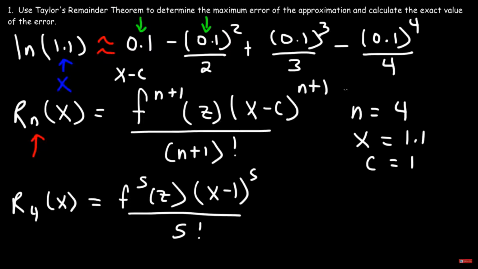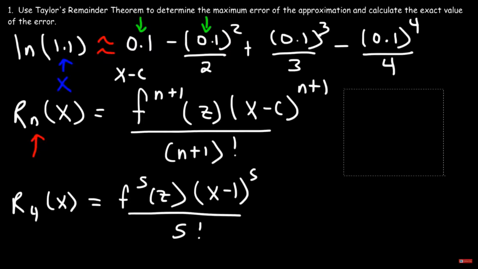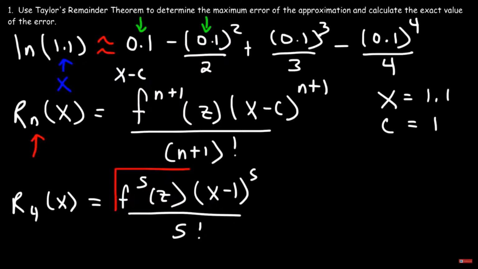Now what is z? Z is a number between x and c. So x, we said it's 1.1, c is 1. So z could be 1, it could be 1.1, it could be 1.05. Z is a number such that the fifth derivative will have a maximum value. So we need to find what the fifth derivative is.